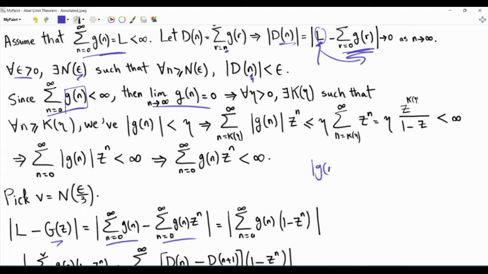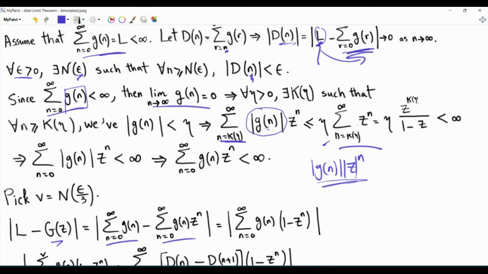Now suppose that you sum the magnitude of g of n times z to the n. Note that z itself is chosen here to be non-negative, so we can also put a magnitude here. So the sum of this magnitude, starting from K of eta, because we are starting from this value of n, the magnitude of g of n is upper bounded by eta. So we can upper bound the terms here by eta and take eta outside. We are left with this sum.